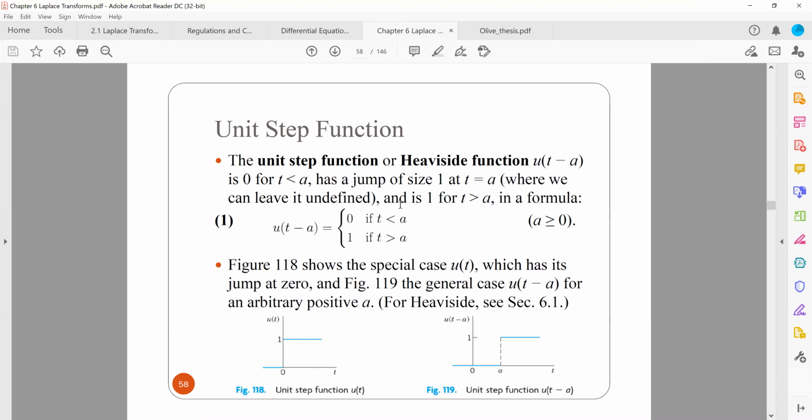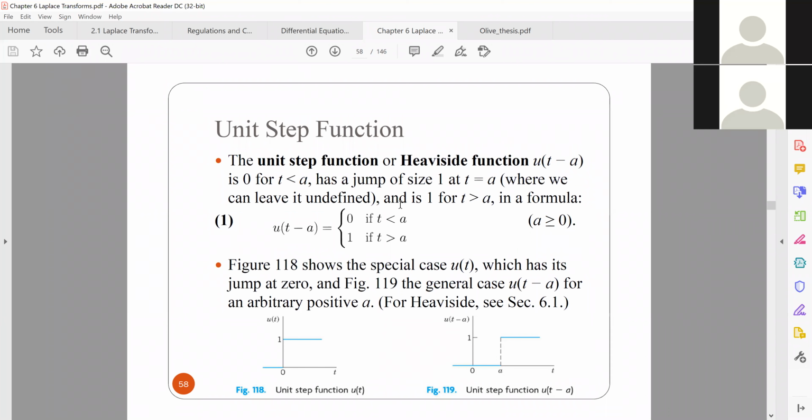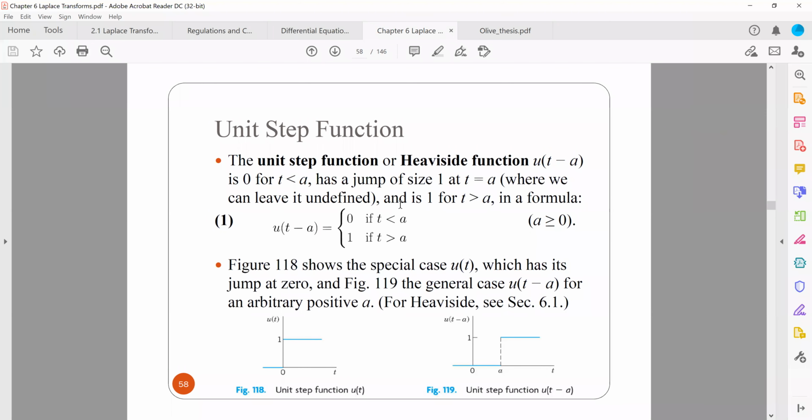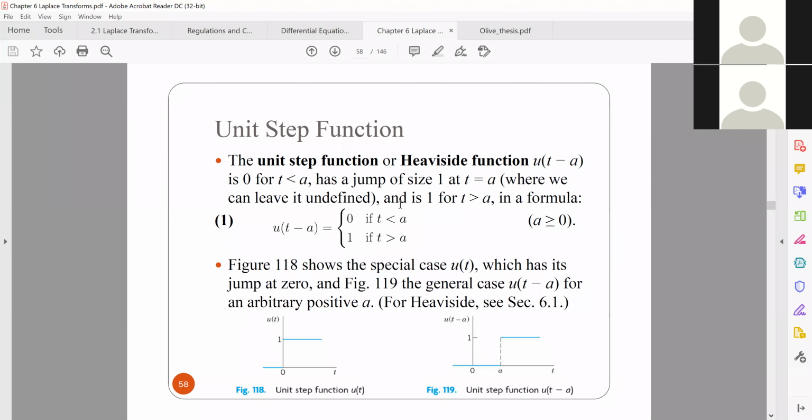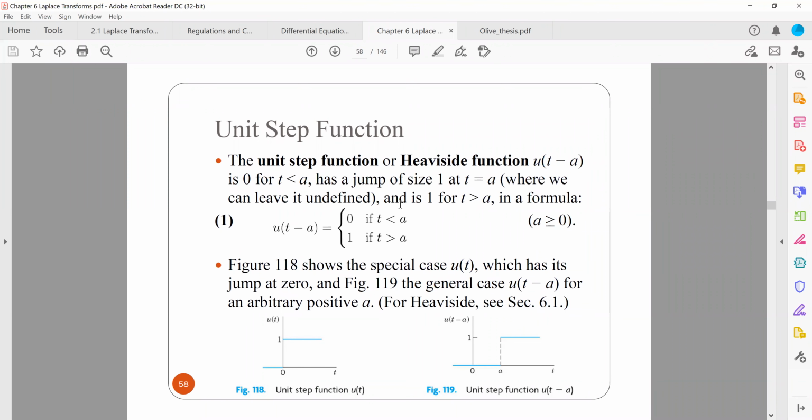And if you look at figure 119, where it's written as u(t minus a), the a denotes a delay. So if a equals 1, then it will move from 0 to 1 at 1. If a equals 2, then before 2 it will be 0, and from 2 onwards it will be 1. So this is what it looks like. Visually, you can see why they call it a step function, because you move from 0 to 1, so it's like one step.